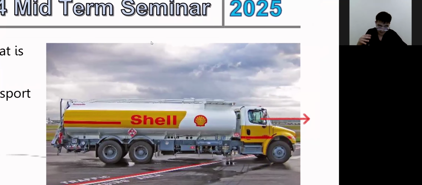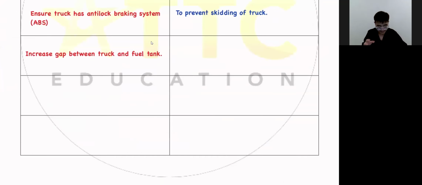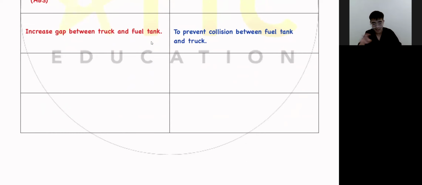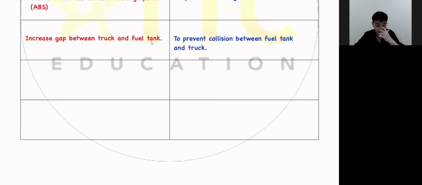So to prevent that from happening, we want the gap to be greater. Further gap, increase the gap. This is to prevent the collision between the fuel tank and also the truck, so that they won't collide with each other.